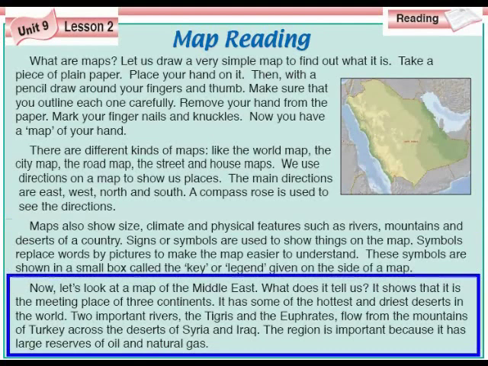Now let's look at a map of the Middle East. What does it tell us? It shows that it is the meeting place of 3 continents. It has some of the hottest and driest deserts in the world.